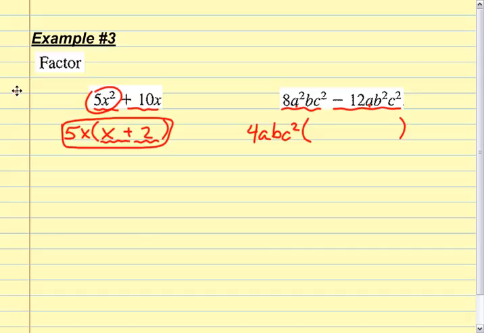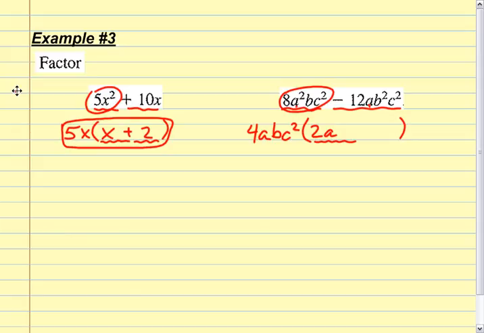4abc squared times what gives me 8 a squared bc squared? Well, think about this. 4 times what gives me 8, Bella? 2. A times what gives me a squared, Bella? A. B times what gives me b, Bella? Nothing. Well, 1, right? But I'm not going to write 1 in there. And c squared times what gives me c squared? Just 1, right? So I'm just leaving that be. So just 2a. Done. All right?